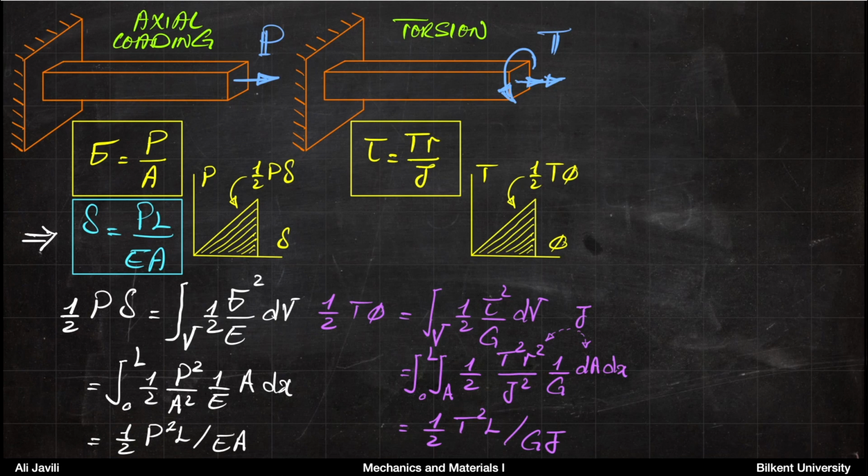Therefore, you can see that this expression that we have here, again canceling a power of J here and there, would lead to 1/2 of T squared L divided by GJ. And then again, if you cancel 1/2 from left and right, and you cancel torque and one of its power here, you would end up with the relationship phi equals TL over GJ, which again is one of the key relations that we learned and calculated throughout the semester previously.